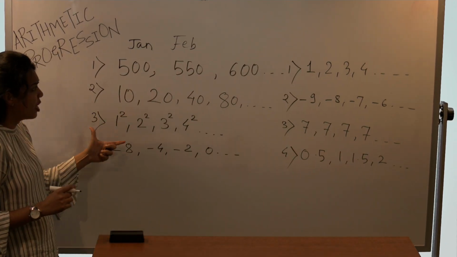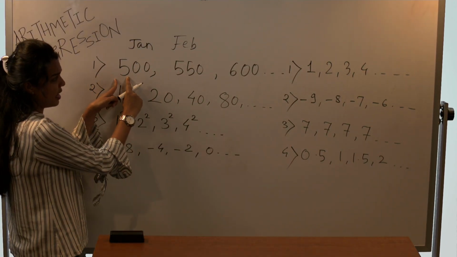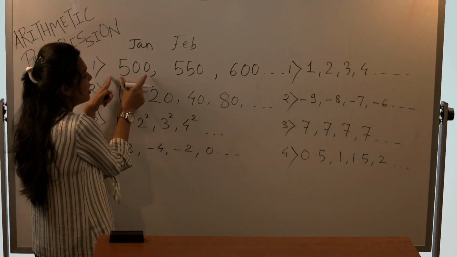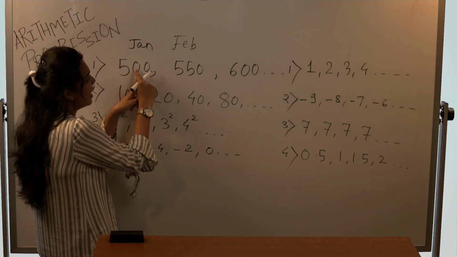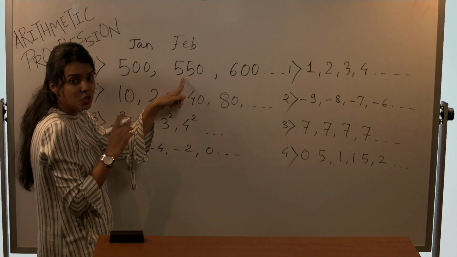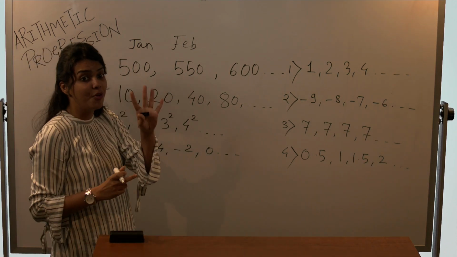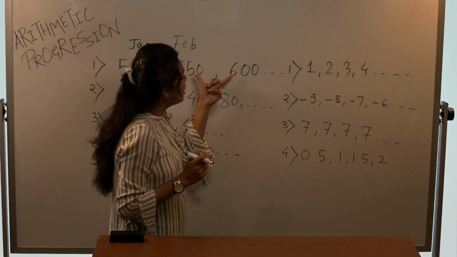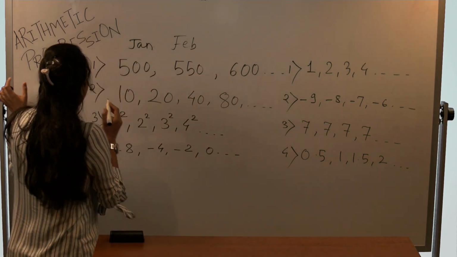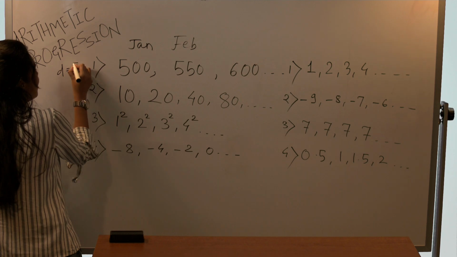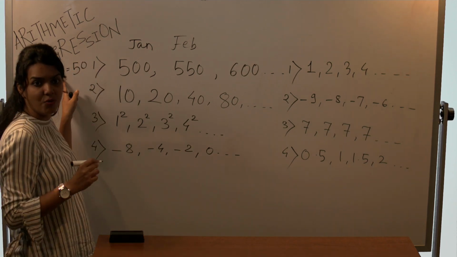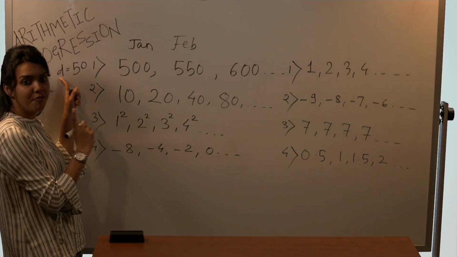Here, what we can see in the first example is that the first number is 500. The second number is increased by 50, so 550. What is the difference between these two numbers? It is 50. What is the difference between the next two numbers? It is 50. So I will write d is equal to 50. D stands for difference.